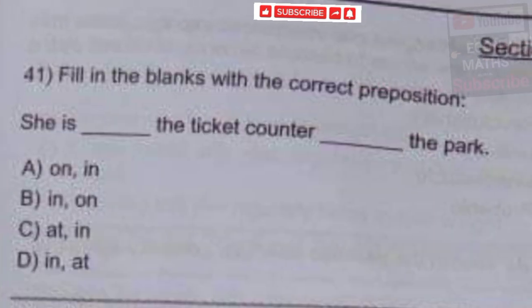Coming to the next question, fill in the blanks with the correct preposition. She is dash dash the ticket counter dash the park. The options are, so I guess the correct option would be she is at the ticket counter in the park. So I guess the correct option is C option.